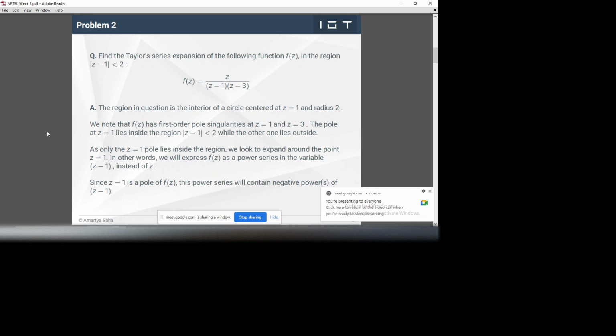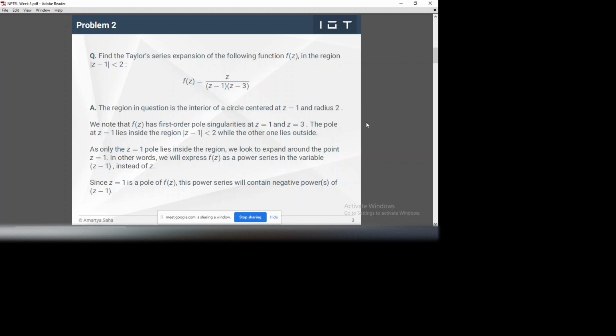So the problem. Here we have to find the Taylor series expansion of the given function z divided by (z minus 1)(z minus 3) in the region mod z minus 1 less than 2. The region is already given, and we have to find the Taylor expansion applicable in this given region.